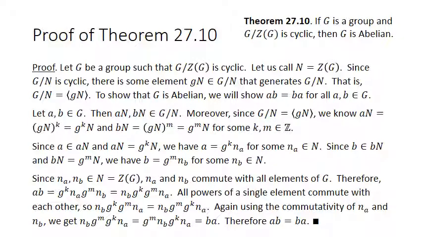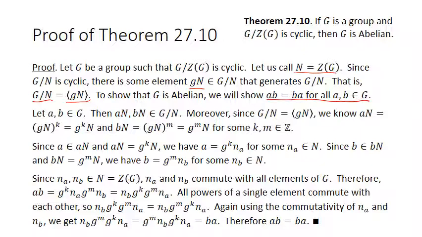Okay, so let's look at the proof of theorem 27.10, and I just put the theorem up there in the corner for you to look at. Proof: let G be a group such that G mod ZG is cyclic, and let us call ZG by the name n. Then since G mod n is cyclic, there must be some element in G mod n, which we'll call the coset Gn, that generates G mod n. In other words, G mod n is equal to the cyclic group generated by the coset Gn. To show that G is abelian, we need to show that AB equals BA for all A and B in G. That's what it means to be abelian.